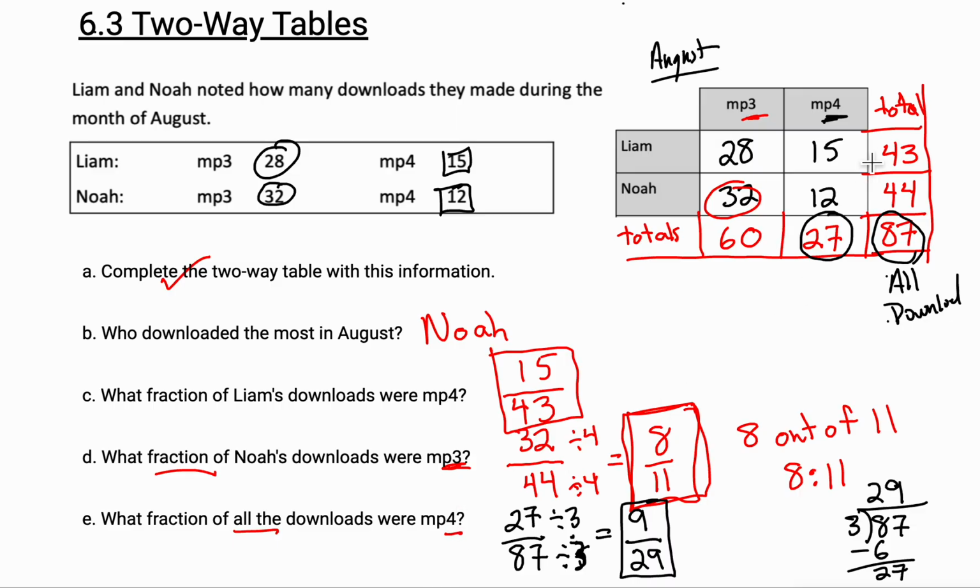And that is how you use the data in your two-way table to help you organize a lot of different information.